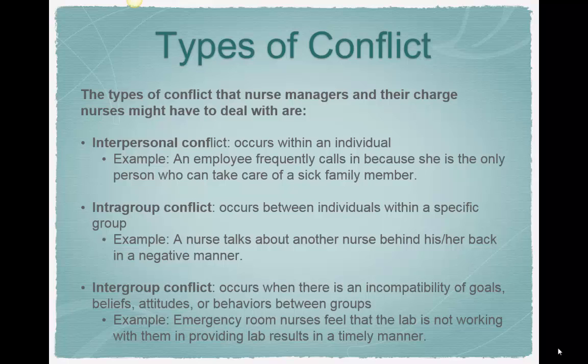And then intergroup conflict occurs when there is incompatibility of goals, beliefs, attitudes, or behaviors between groups. For example, emergency room nurses might feel that the lab is not working with them in providing lab results in a timely manner. And when we look in the hospital environment, there's a number of different groups that work collaboratively as part of the healthcare team. So intergroup conflict is something that can definitely occur if we don't have well-defined roles within our hospital or healthcare environment. And if we look at these different types of conflict, we may encounter all three of these types at one time or another in our lives, either at home, work, or in our communities.